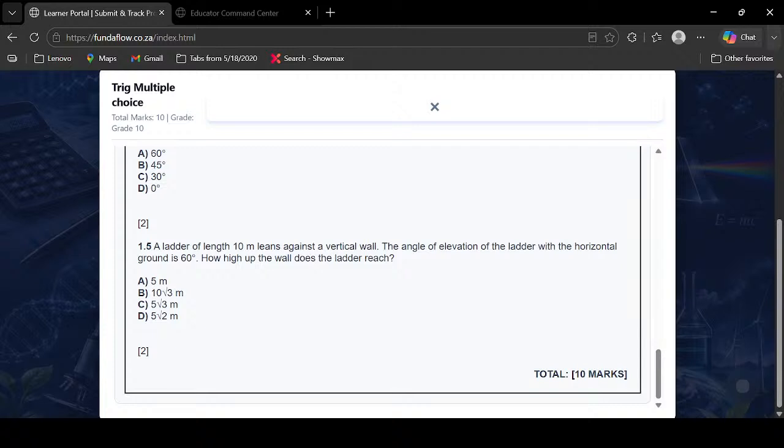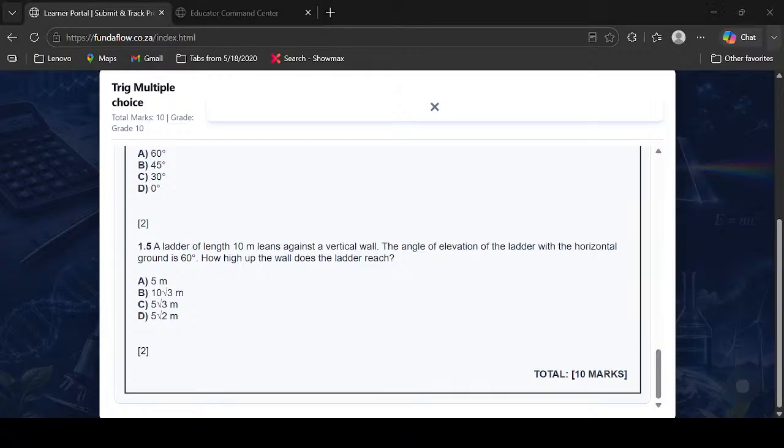How high up the wall does the ladder reach? This one is something that you can also try. You can try to measure the heights of certain things. You see there's a pole here. You can measure the height of the pole without climbing it, because you might fall and break your spine. So you can use trigonometry to do this.